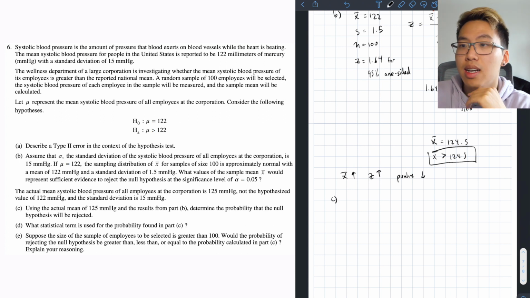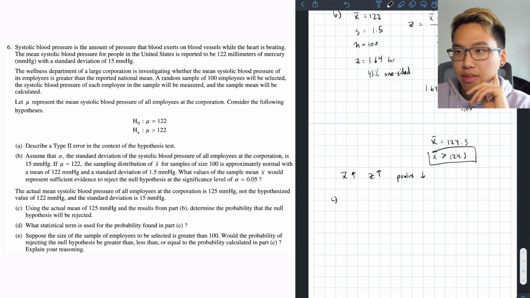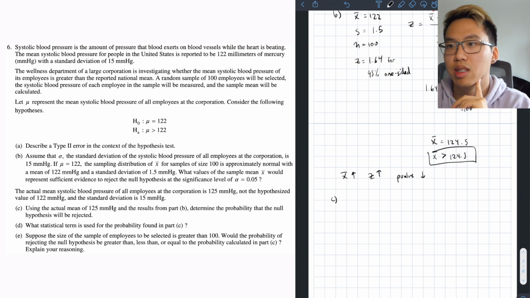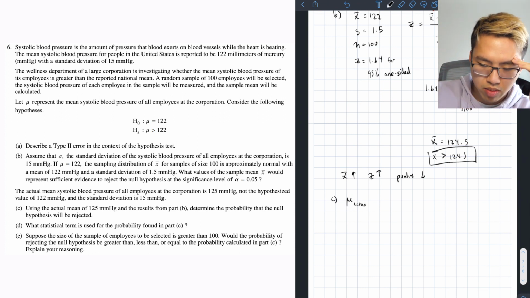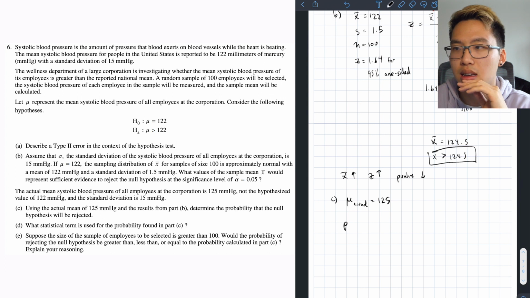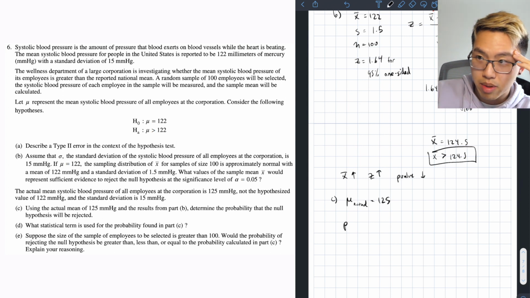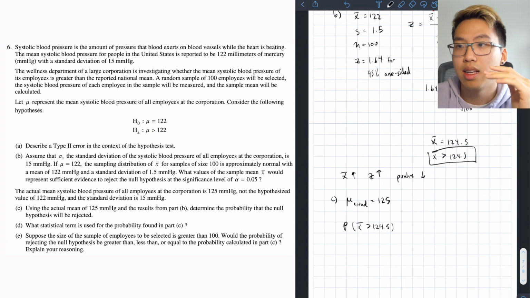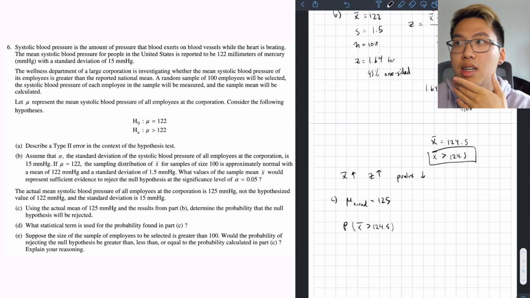Okay, part C. Using the actual mean of 125 and the results from part B, determine the probability that the null hypothesis would be rejected. So now our actual mean is 125, so it's not 122. I think this is a probability question: the probability that the null hypothesis will be rejected. From our previous answer, we determined that that's the sample mean necessary to reject the null hypothesis.